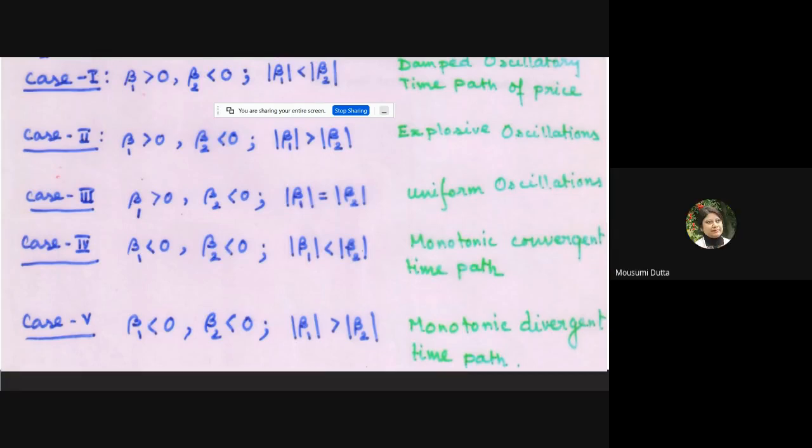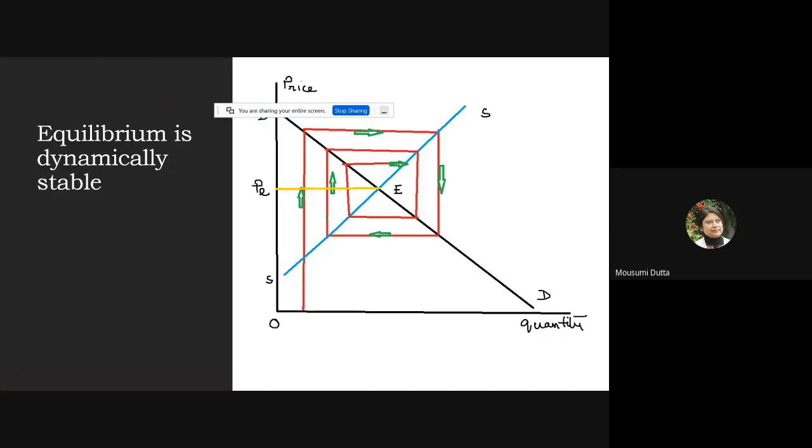Anyone else? Any other question? So in the next step, just a minute.